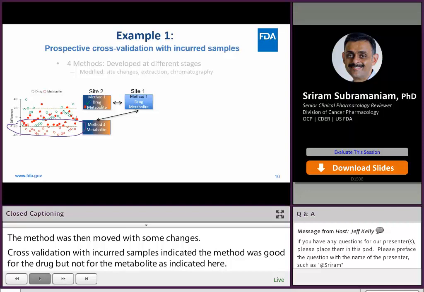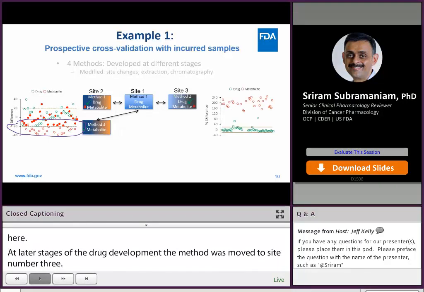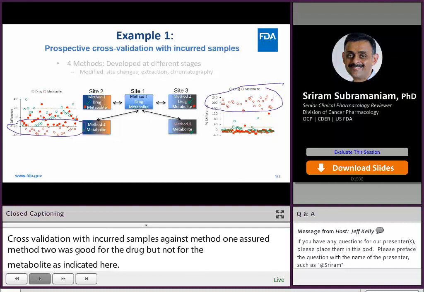Similarly, at later stages of the drug development, the method was moved to site number 3. Cross-validation with incurred samples against method 1 showed that method 2 was good for the drug but not for the metabolite, as indicated here. Therefore, the sponsor validated a separate method for the metabolite, and method 4 was found to be cross-validated, as shown in this figure here.